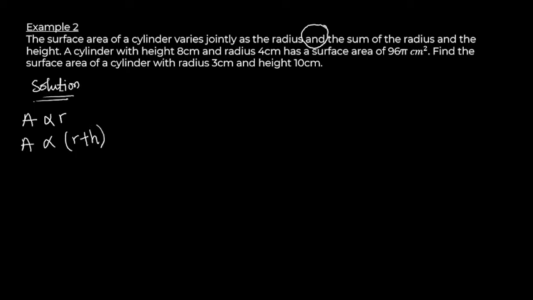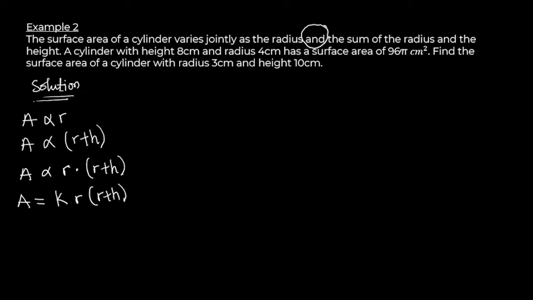So we have two direct variations. If we combine them, we get our joint variation. This means our area is proportional to the radius multiplied by the second variation, which is R plus h, as our joint variation equation. To remove our variation sign, we introduce a constant. We have A is equal to K, which is our constant of proportionality or constant of variation, multiplied by R, multiplied by R plus H.